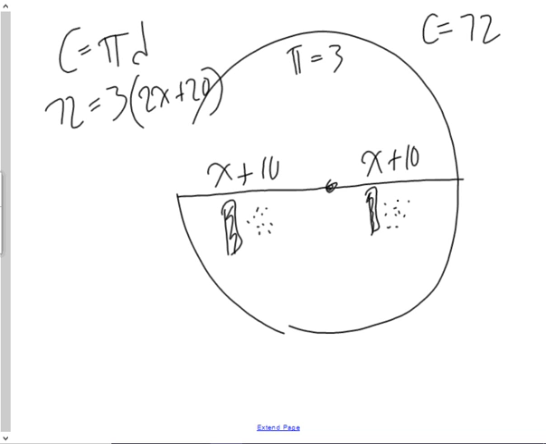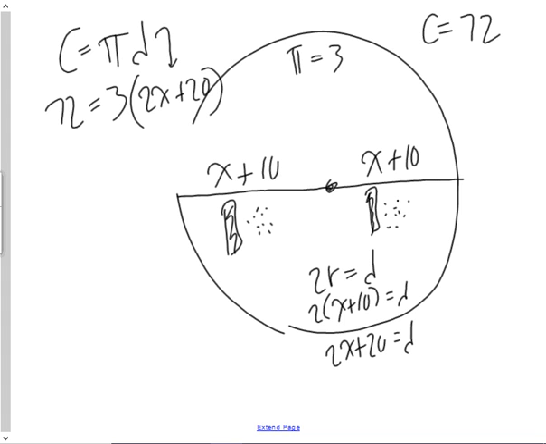If my radius was x plus 10, my diameter is double that. Now another way to think of it is two radiuses equal a diameter. Okay, you can think of it that way as well. But once we know the diameter as being doubled, x plus 10 is 2x plus 20, I insert it there. So now I have my formula. Circumference equals pi times diameter.